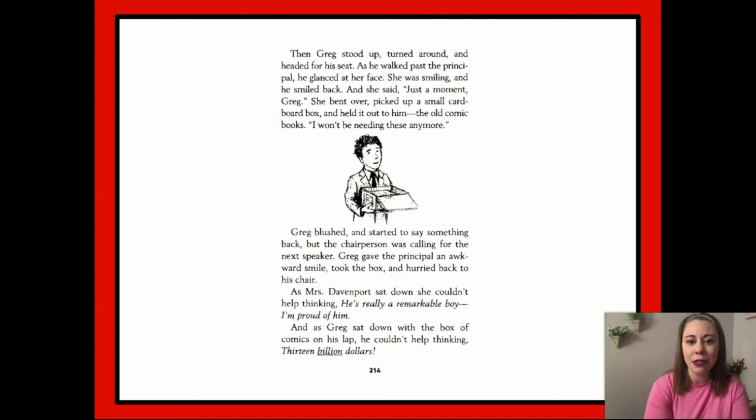Then Greg stood up, turned around, and headed for his seat. As he walked past the principal, he glanced at her face. She was smiling, and he smiled back, and she said, "Just a moment, Greg." She bent over, picked up a small cardboard box, and held it out to him. "The old comic books. I won't be needing these anymore." Greg blushed and started to say something back, but the chairperson was calling for the next speaker. Greg gave the principal an awkward smile, took the box, and hurried back to his chair.